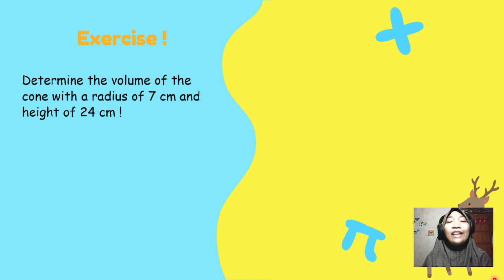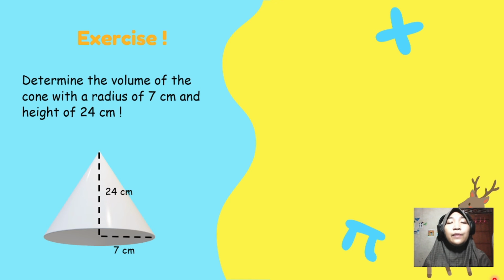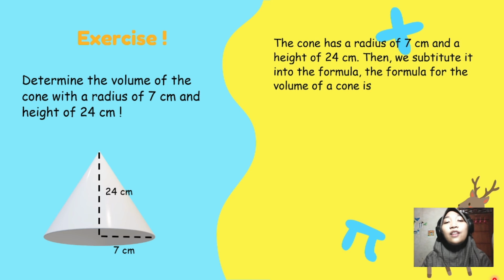Hey, this is an exercise. Determine the volume of the cone with a radius of 7 centimeters and height of 24 centimeters. Okay, the cone has a radius of 7 centimeters and a height of 24 centimeters. Then we substitute it into the formula.